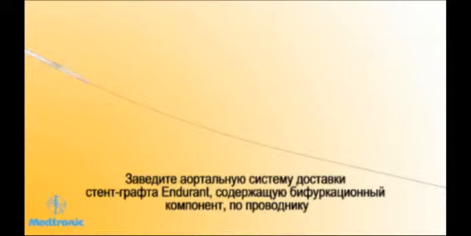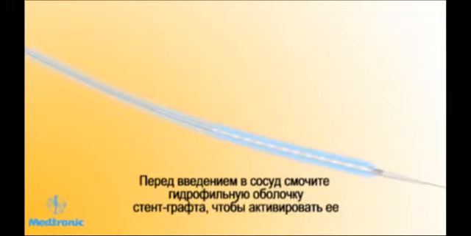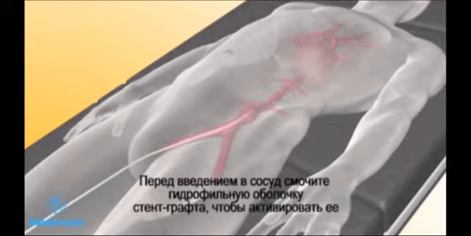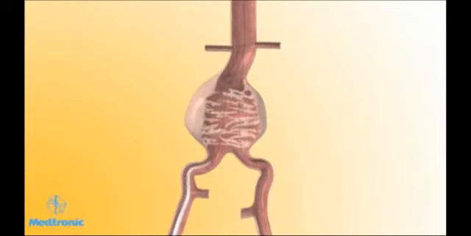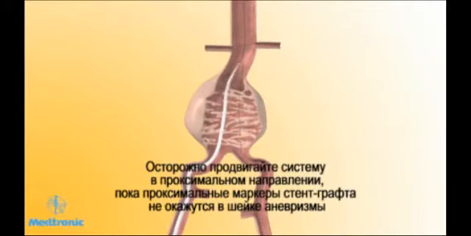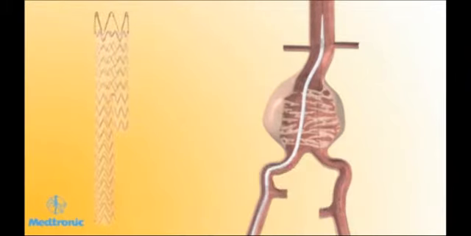Place the Endurant aortic delivery system containing a bifurcated stent graft over the guide wire. Wet the graft cover of the delivery system to activate the hydrophilic coating before inserting it into the vasculature. Slowly insert the delivery system until the proximal most stent and the radiopaque markers are visualized in the aortic neck.